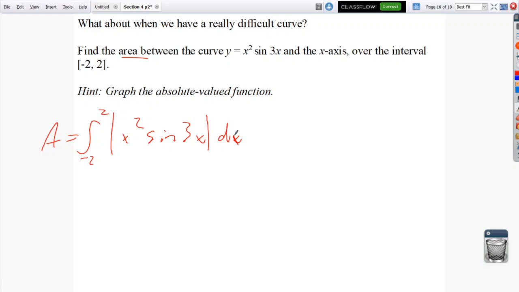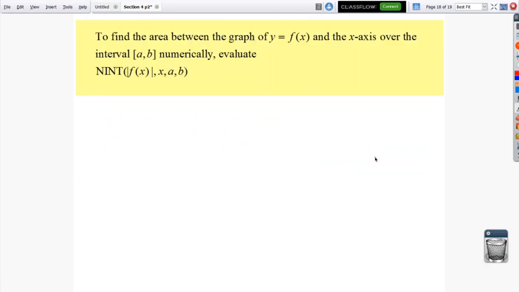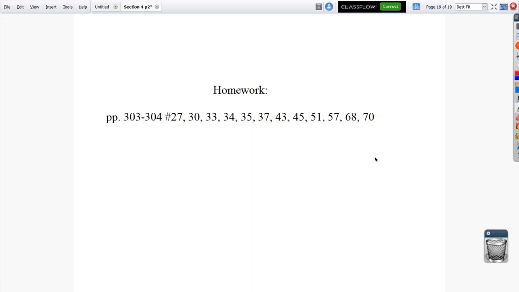All right, I believe that was the last of what we had to do. Again, there's how you can do it with a calculator, just slapping an absolute value on there. There's some practice problems for you. I'll see you guys tomorrow.